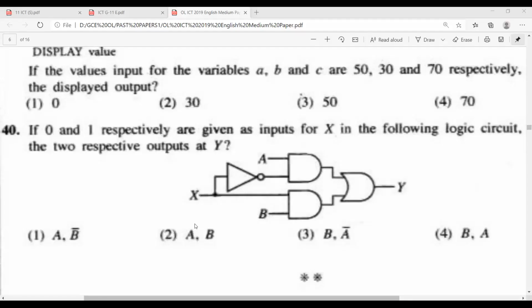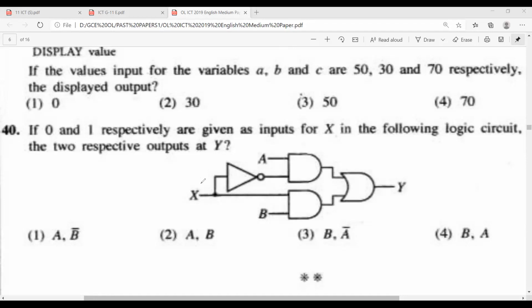Right. Here you can see, if 0 and 1 respectively are given as inputs for X in the following logic circuit, what are the two respective outputs at Y? Okay, so this is very important here.